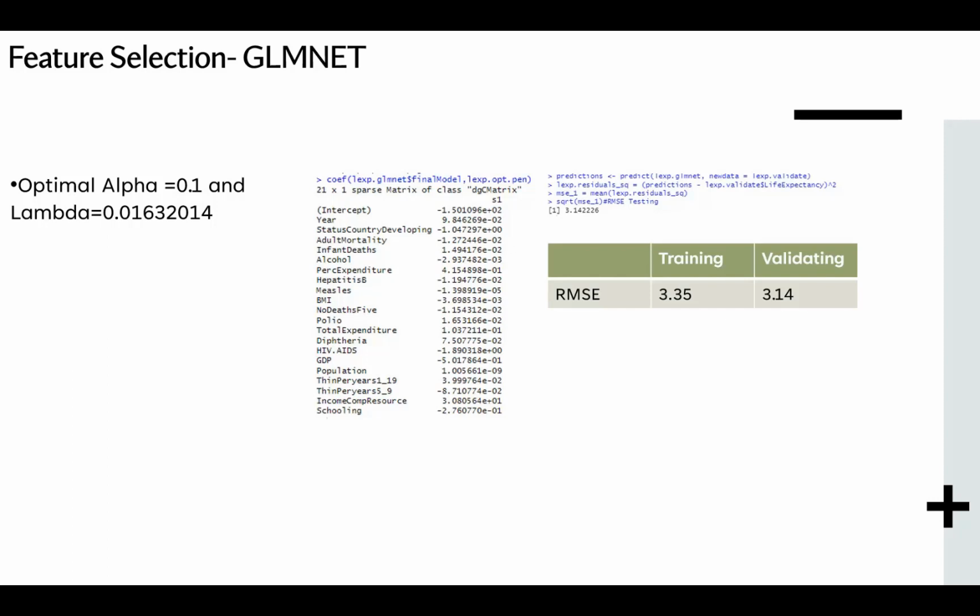To shed some light on the significance of alpha and lambda, alpha equal to 0.1 controls the balance between lasso and ridge regularization. A lower alpha emphasizes lasso regularization, which encourages sparsity by driving some coefficients to 0, effectively performing feature selection. Lambda equal to 0.0163214 determines the strength of regularization. A smaller lambda value implies weaker regularization, which helps prevent overfitting by constraining the magnitude of coefficients.